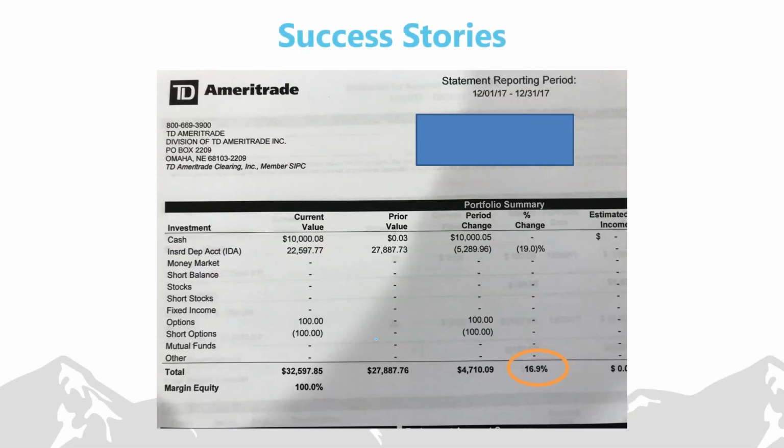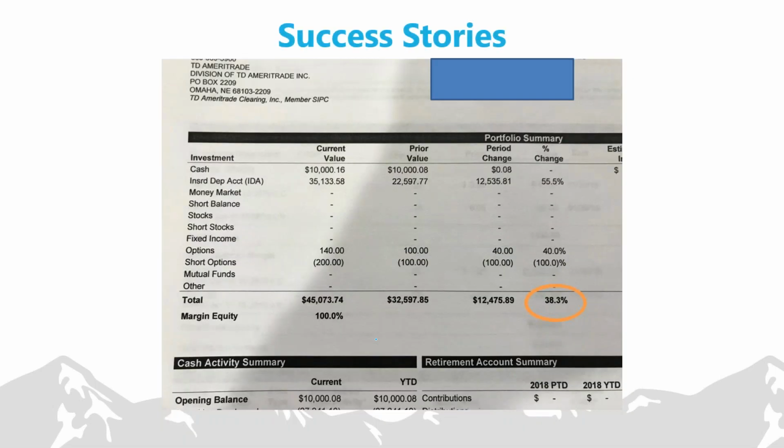Second month out, December, he had a 16.9%. I asked him why it was a little low. He said because it was holiday season and I only traded like half a month. So I said, okay, that makes sense. 16.9%. Now, January, this is where he really got going, 38.3%.